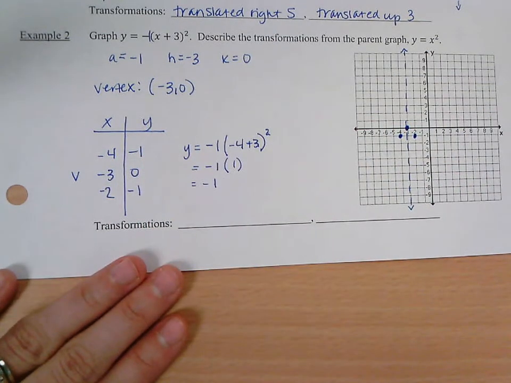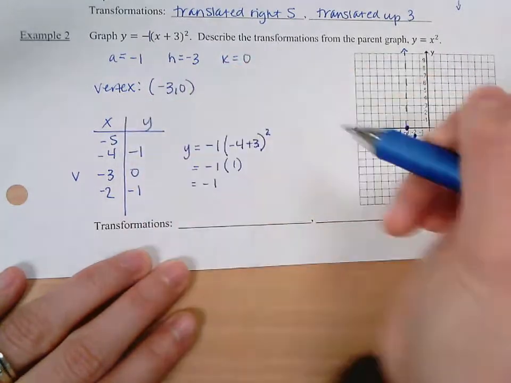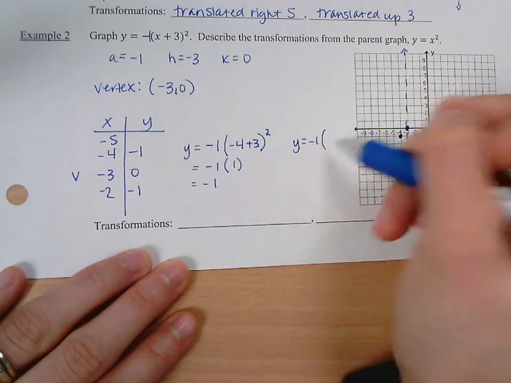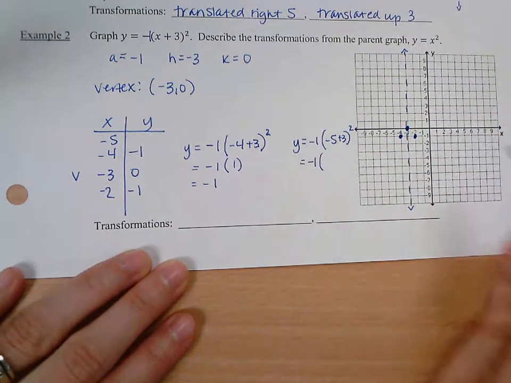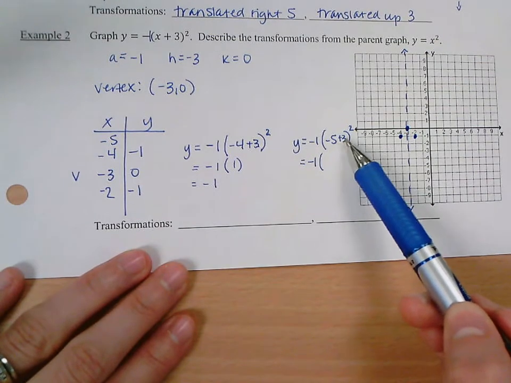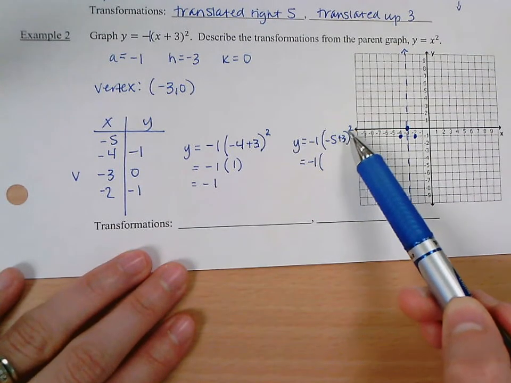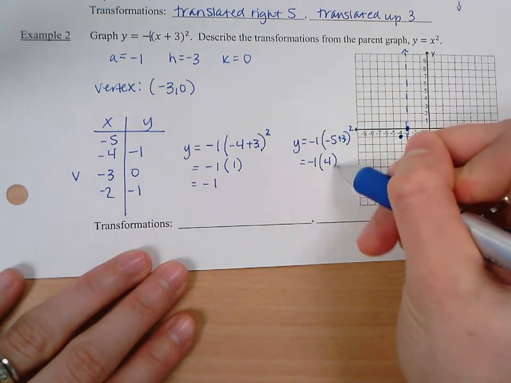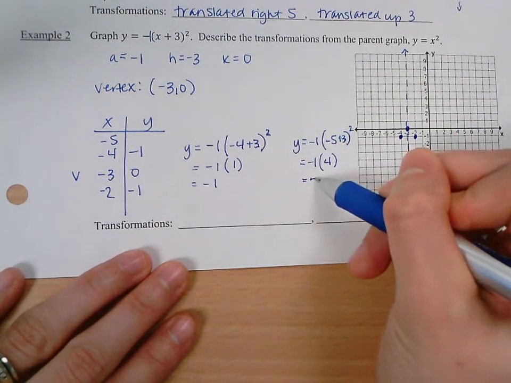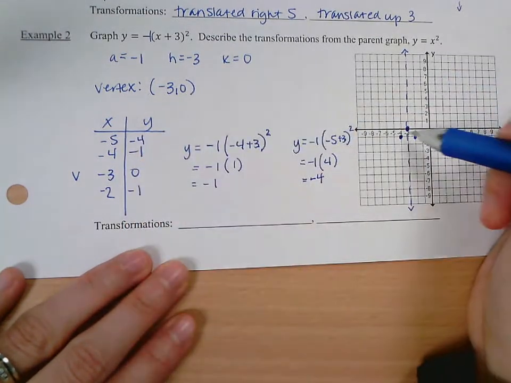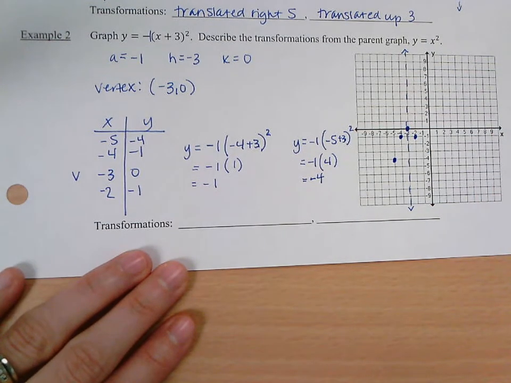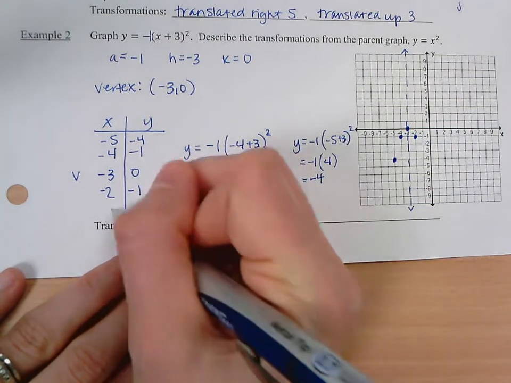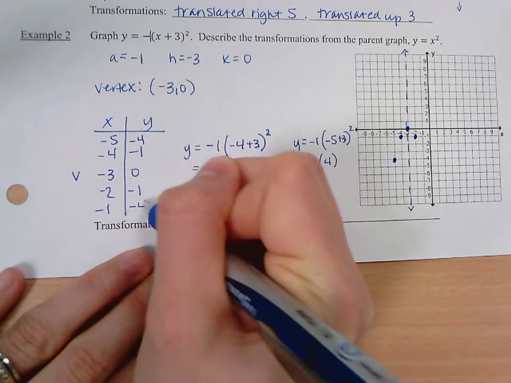And then I just need one other x value to plug in. Negative 5. So y equals negative 1 times negative 5 plus 3 quantity squared. So in the parentheses, negative 5 plus 3 is negative 2, and negative 2 squared is positive 4. So I end up getting negative 1 times 4, which is negative 4. And if I reflect that over, what other point do I know? Negative 1, negative 4.